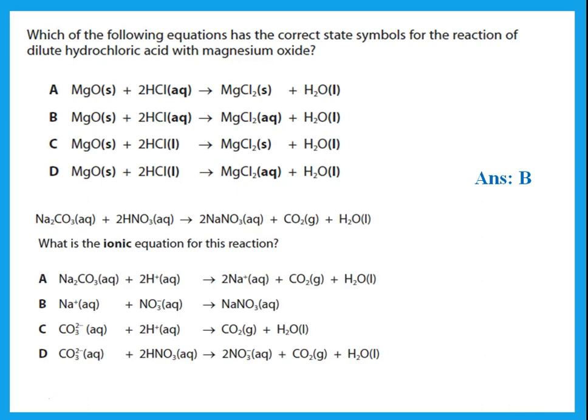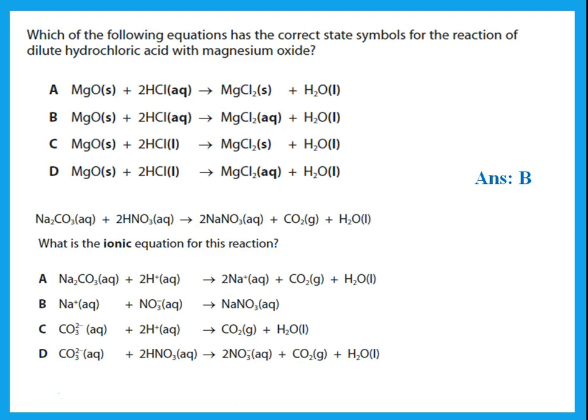Okay, we have this equation. It says, what is the ionic equation for this reaction? Sodium carbonate is aqueous, so when I write the ionic equation, I'm going to ionize it. So it has to be Na plus and carbonate CO3 2 minus, sorry. The HNO3 is aqueous, so I'm going to balance that. I'm going to ionize that, so 2H plus and 2 nitrates to give 2 sodiums and 2 nitrates, plus carbon dioxide remains the same, water remains the same.